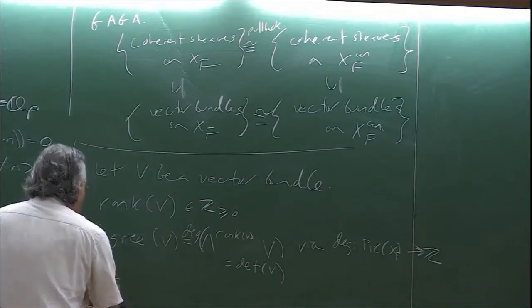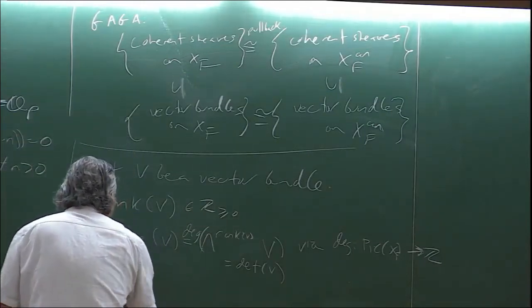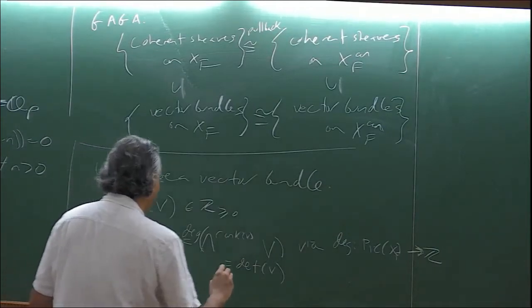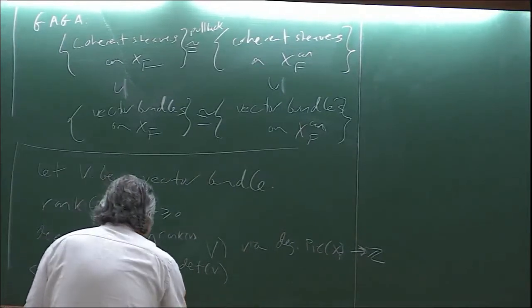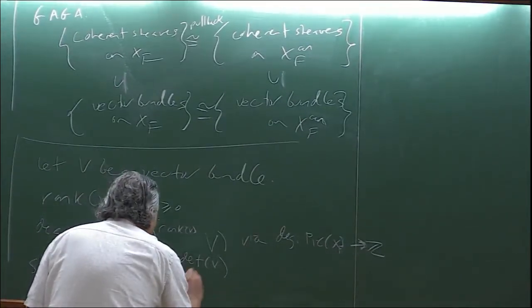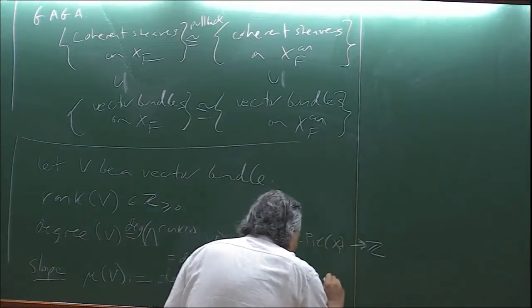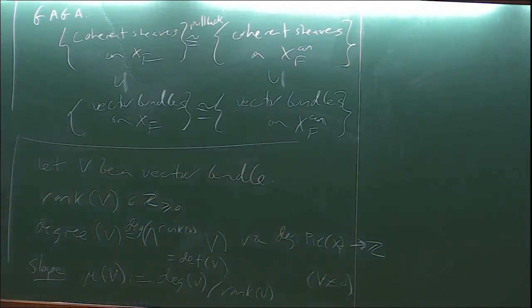And then the key invariant that I want to add to the picture is what's called the slope, denoted mu, for reasons that I don't remember, but maybe somebody who knows more geometric invariant theory can remind me. This is just degree divided by rank. And this, of course, is only defined if V is non-zero. The slope of the zero bundle is undefined.